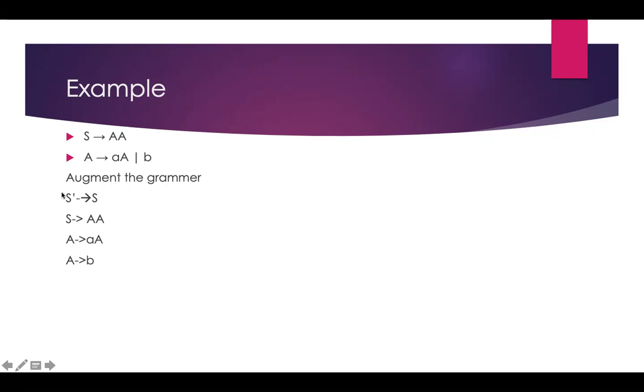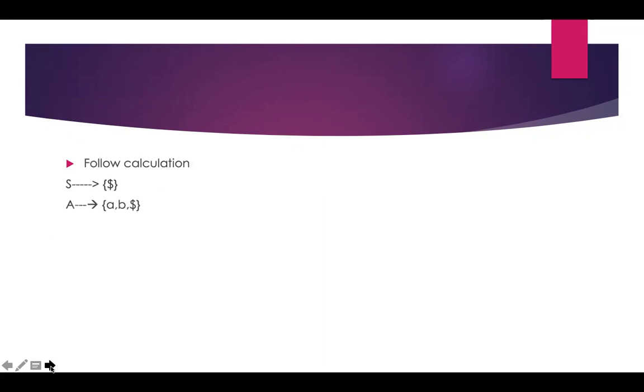Here we can introduce any symbol, that is E dash, A dash, X dash. Here for S dash tends to S, I introduced it. This is called the augmentation of the grammar. So the first step we need to do is augment the grammar. Thus we augmented.